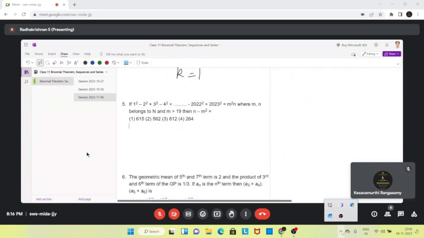Let's do this problem. These are some slightly tricky problems. 1 square minus 2 square plus 3 square minus 4 square, etc. So if you have to convert it into this form, m square n, then we find out n minus m square and all that. So the basic problem is doing this summation of the series: 1 square minus 2 square plus 3 square and so on.